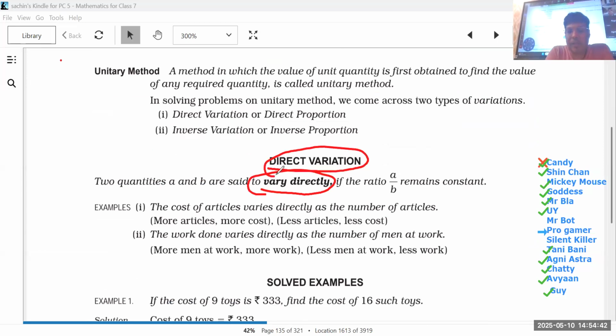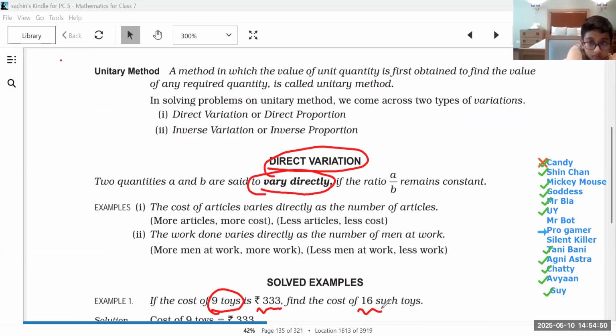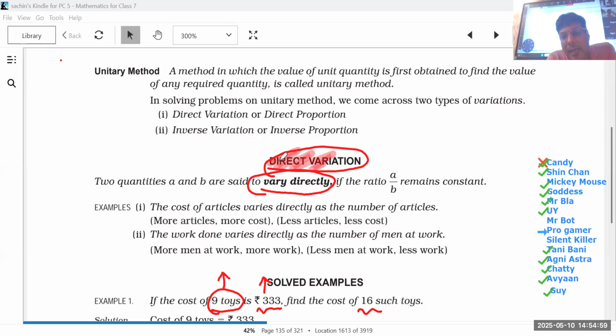What is direct variation? Look, the cost of 9 toys is this much. So will the cost of 16 toys be more or less? More. So if one increases, the second also increases. If one increases and the second also increases, that is called direct variation. For example, the cost of articles varies directly as the number of articles.